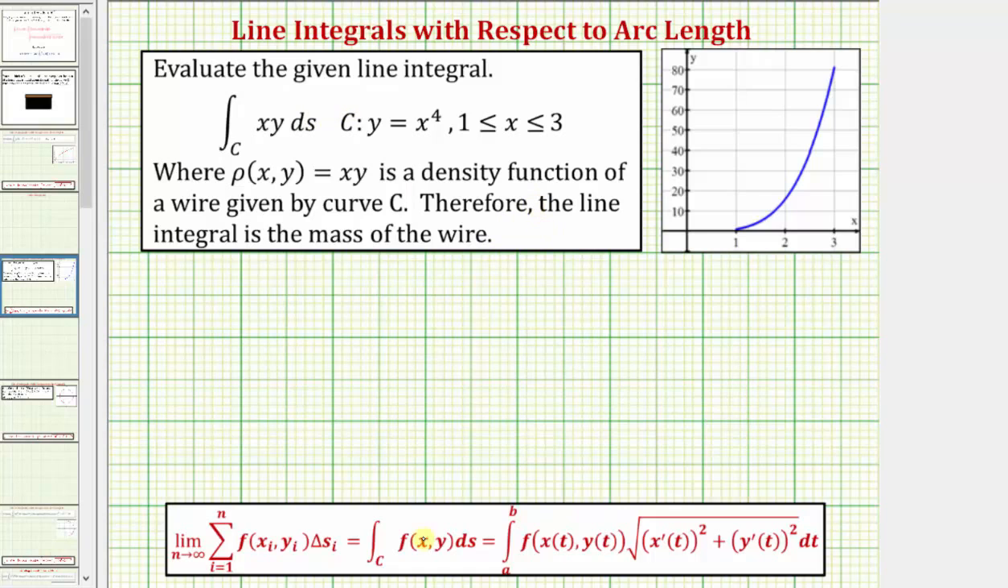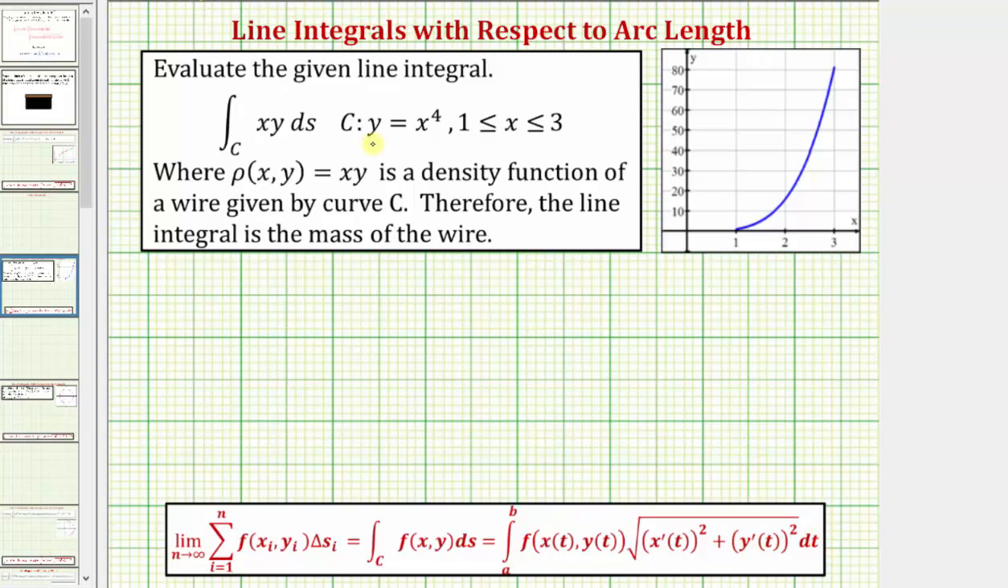Looking at our notes below, the definition of the line integral is given here as a limit, where we have the limit as n approaches infinity of this sum of f of x sub i comma y sub i times delta s sub i. So if this function here is a density function of a wire, where it gives the density per unit of length, then we multiply it by a small arc length given by delta s. The limit of the sum of these products is going to give us the mass of the wire. To evaluate the line integral, we need to write the function f of x comma y as a function of t using the parameterization of the curve C, and then differential s is equal to the square root of x prime of t squared plus y prime of t squared dt.